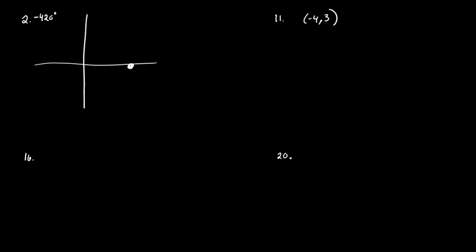It wants me to sketch the angle with a terminal side. Alright, so negative 420 degrees. So if I'm going negative, I'm going to be circling around this way. I'm going to actually make my graph a little bit smaller. Alright, I'm going to be circling clockwise for negative.